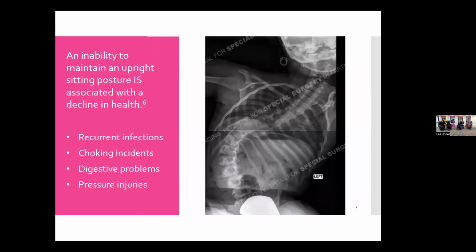This inability to maintain an upright sitting posture is associated with a decline in health. And then what we might see, as we mentioned, are things like recurrent infections, choking incidents, aspirations, digestive problems, and pressure injuries.